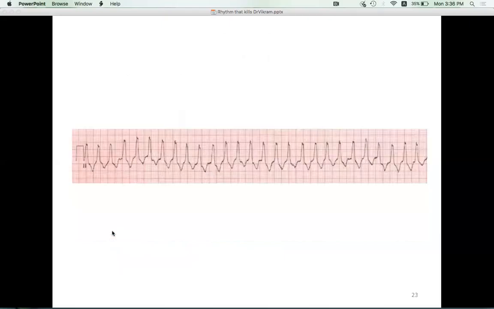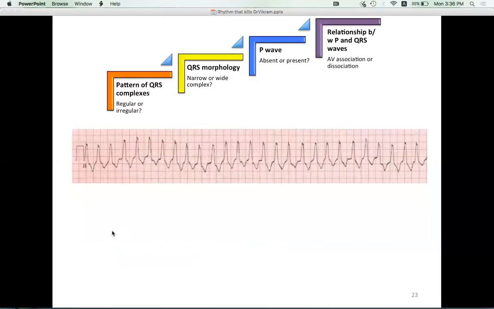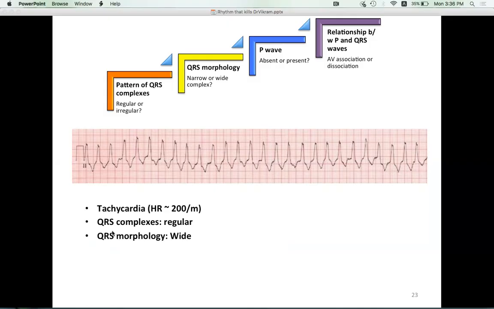So what is the interpretation? Again, we will use our systematic approach. We'll look at whether there is tachycardia or not. Yes, there is tachycardia. Heart rate is nearly 200 beats per minute. QRS complexes are regular, but they are wide. Yes, you can easily differentiate this ECG from the previous two ECGs where the QRS complexes were either normal or narrow.